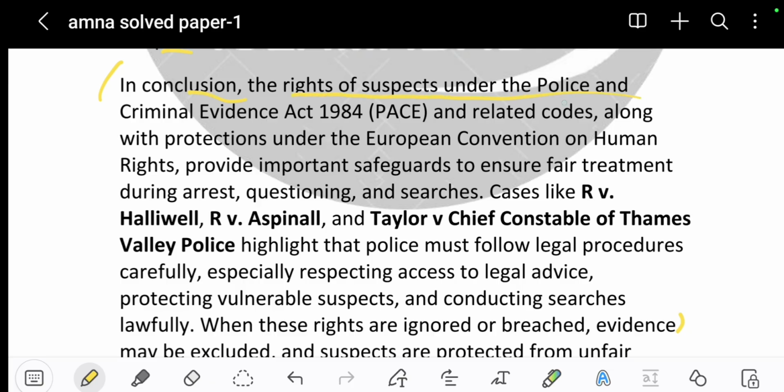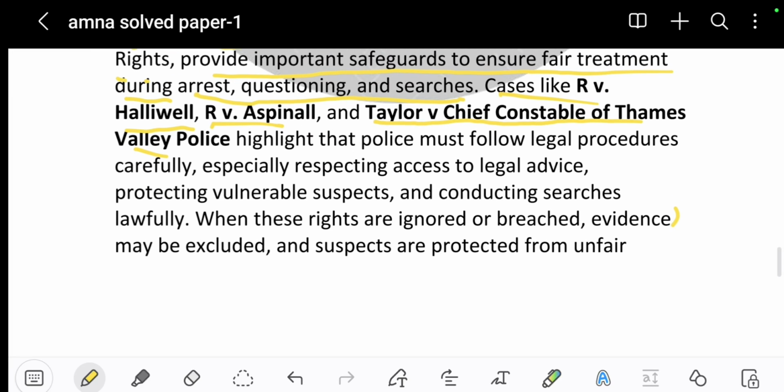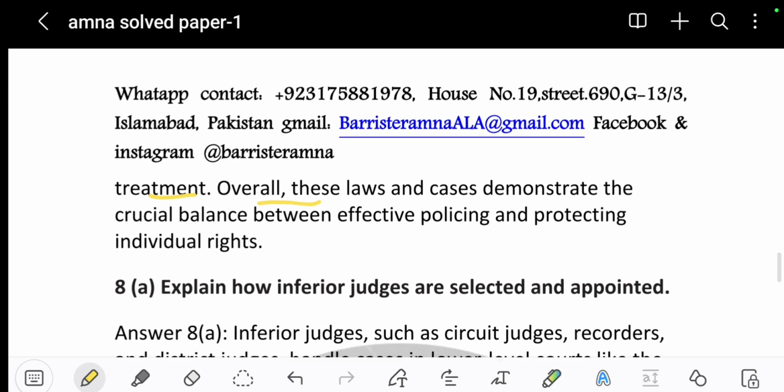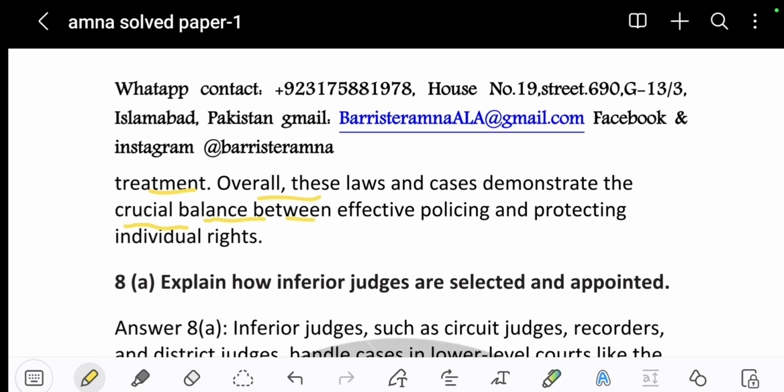In conclusion, the rights of suspects under the Police and Criminal Evidence Act (PACE) and related codes, along with protection under the European Convention on Human Rights, provide important safeguards to ensure fair treatment during arrest, questioning and search. Cases like R v Helville, R v Espinal and Taylor versus Chief Constable of Thames Valley Police highlight that police must follow legal procedure carefully, especially respecting access to legal advice, protecting vulnerable suspects, and conducting searches lawfully. When these rights are ignored or breached, evidence may be excluded and suspects are protected from unfair treatment. Overall, these laws and cases demonstrate the crucial balance between effective policing and protecting individual rights.